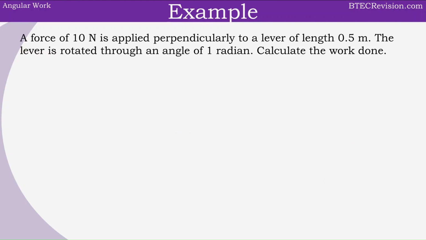Let's look at this example. A force of 10 newtons is applied perpendicularly to a lever of length 0.5 meters. The lever is rotated through an angle of 1 radian. Calculate the work done. We can start by writing down the equation. Work done equals the torque times angular displacement. And the torque here is force times distance. And we're going to multiply by theta, which is 1 radian.